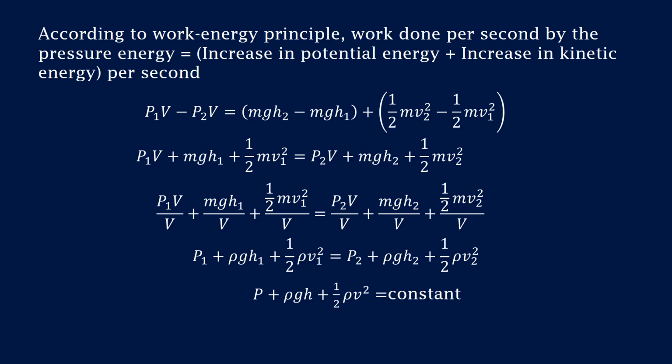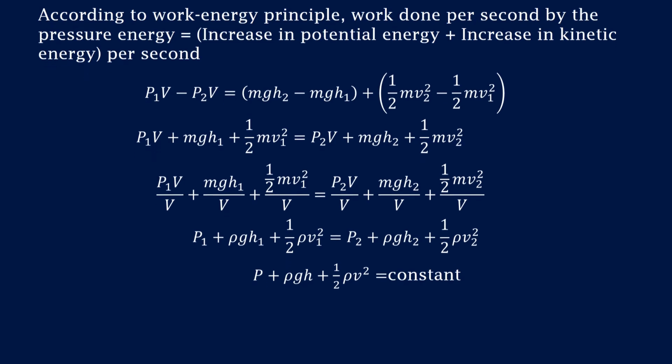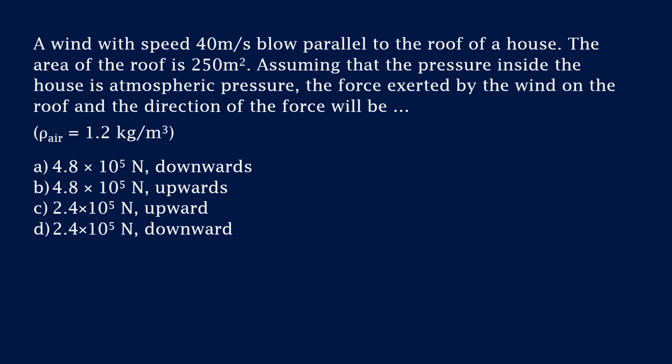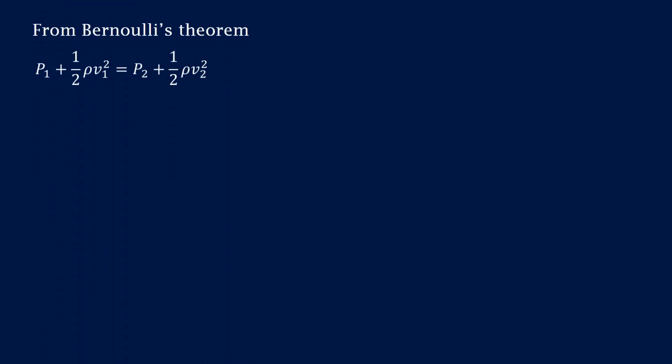Now let's solve some interesting problems based on Bernoulli's equation and the equation of continuity. Problem 1. A wind with a speed of 40 meters per second blows parallel to the roof of a house. The area of the roof is 250 meters square. Assume that the pressure inside the house is atmospheric pressure. Find the force exerted by the wind on the roof, and the direction of the force. Remember, if velocity increases, the pressure decreases. Therefore, the pressure above the roof is less than the pressure inside the room.